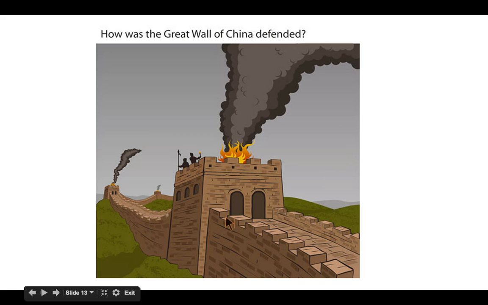So all these little places where there are cuts in the top of the wall, that's where soldiers would hold their weapons, like their spears and bows and arrows, so that they could shoot invaders from the top of the wall. Please pause and make your central idea statement for how the wall was defended.